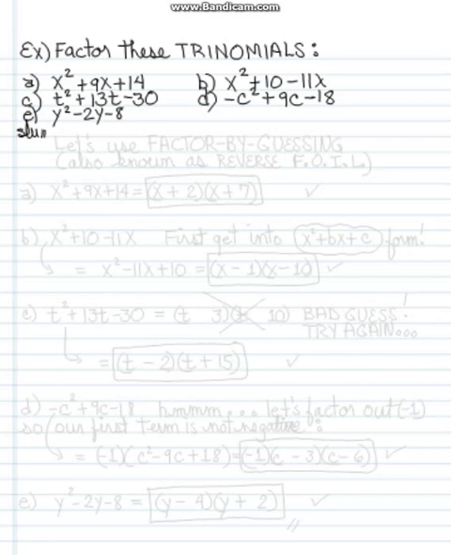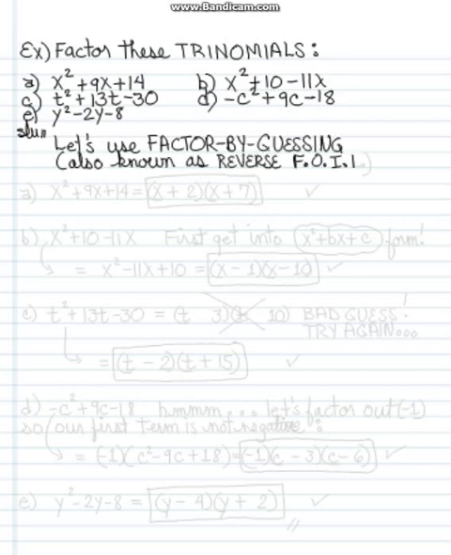We're asked to factor the following trinomials: A, B, C, D, and E. They all have 3 terms in them. They're polynomials, and let's get started. We're going to use factor by guessing. It's also known as the reverse FOIL method, where you're basically doing first times first, outer times outer, inner times inner, last times last, backwards.